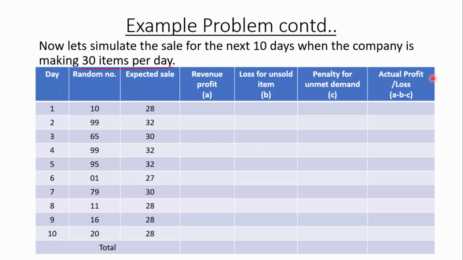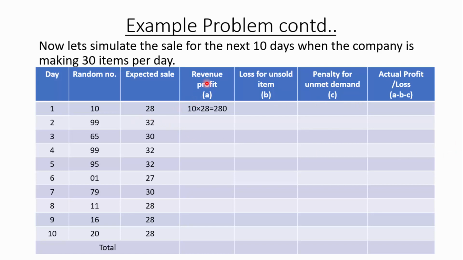Now the actual profit or loss realized is the revenue profit we have generated here, minus the loss due to unsold items, minus the penalty for unmet demand. So the actual loss or profit will be A minus B minus C, where A is this, B is this, and C is this. Now let us move ahead.